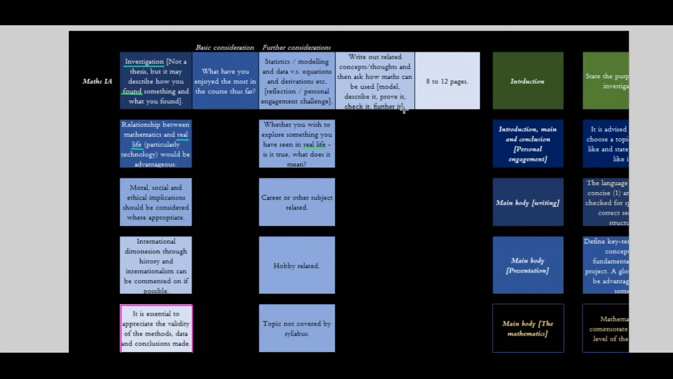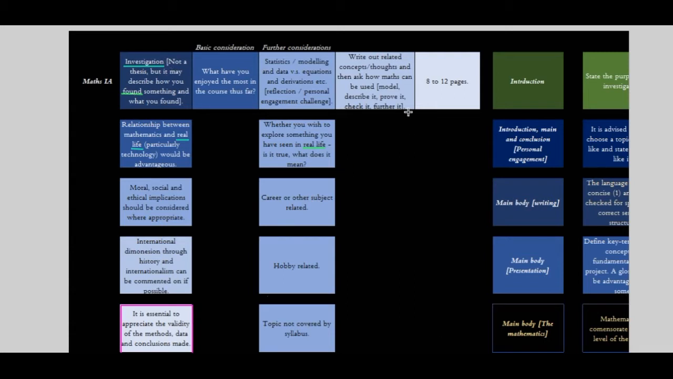And then once you have a list of those, perhaps you might even mind map it. So you make a little mind map, find all the connections that you can, and then look at all those connections and ask yourself this question: in terms of these connections, in terms of the related ideas, is there a way that mathematics could be used to model something, to describe it, to prove it, to check it, to further it, to find a correlation, and so forth? In these circumstances, you can start to build a research question, something that you would like to investigate.